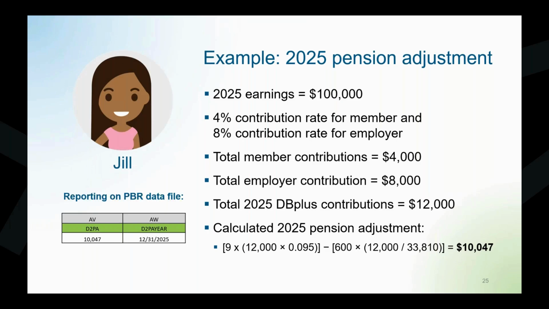If you're using PBR, this is how you would report this on a PBR file. In Jill's record, enter $10,047 in the column with the header D2PA, and also enter 12/31/2025 in the column with header D2PA year. Employers using ADE will have mapped their data feed for pension adjustments, so when they're calculated, the data will be fed automatically to CAT.